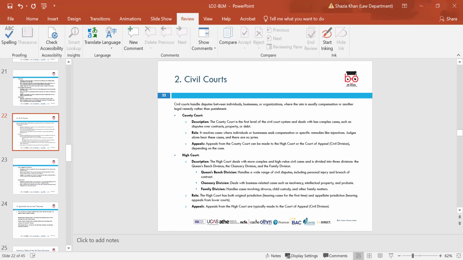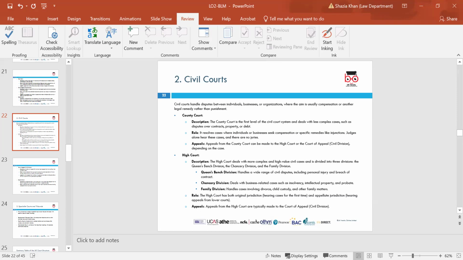The High Court deals with more complex and high-value cases and is divided into three divisions: the Queen's Bench Division, Chancery Division, and Family Division. Collectively, the three divisions of the High Court hear a wide range of civil cases. It's important to understand that in many cases, the High Court and the County Court have concurrent, which is parallel, jurisdiction to hear civil cases. This means that both courts have jurisdiction to hear the same types of cases.